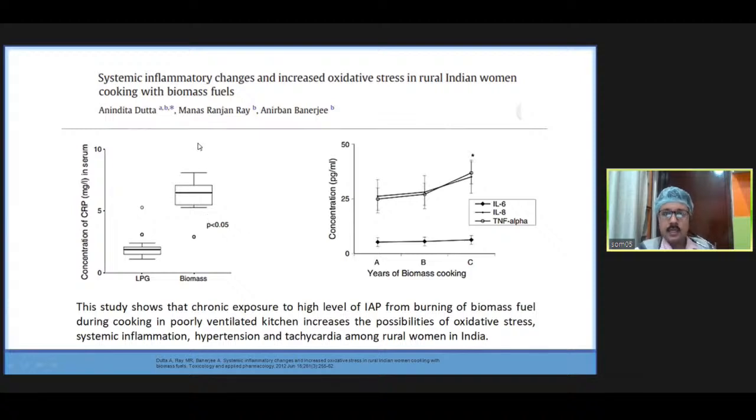This study shows systemic inflammatory changes and increased oxidative stress in rural Indian women cooking with biomass fuels. We can see here on the y-axis the concentration of CRP, and on the x-axis the biomass exposure, LPG or biomass, and years of biomass cooking. We can see the concentration of CRP is increasing. So the study shows that chronic exposure to high levels of biomass fuel during cooking in poorly ventilated kitchens increases the possibility of oxidative stress and systemic inflammation. As it is systemic inflammation, it will ultimately lead to hypertension, tachycardia, or other systemic disease. COPD is basically a systemic disease.